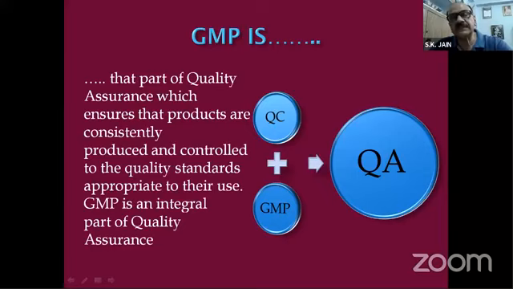So what is GMP? Good manufacturing practice is a part of quality assurance, which assures that products are consistently produced and controlled to the quality standard appropriate to their use. GMP is an integral part of quality assurance. So under quality assurance, quality control as well as good manufacturing practices come.